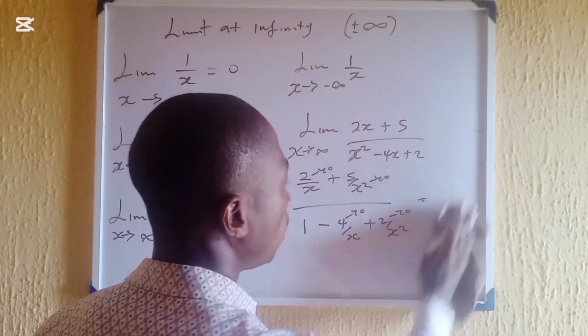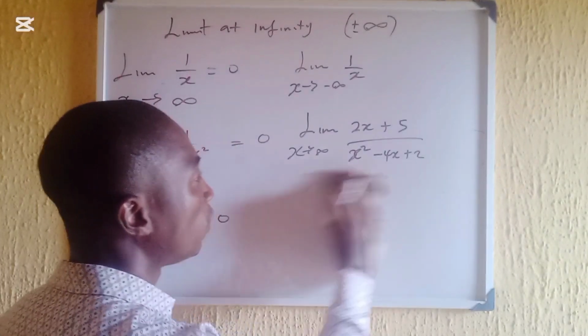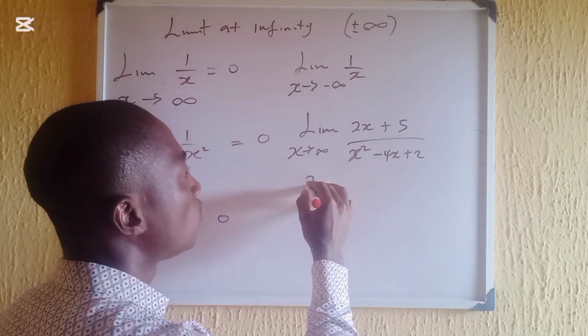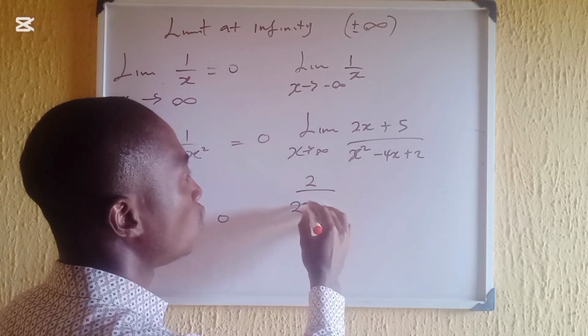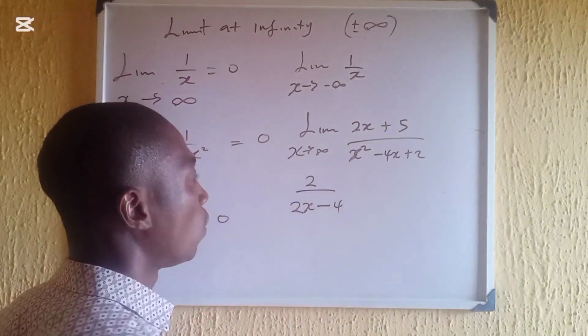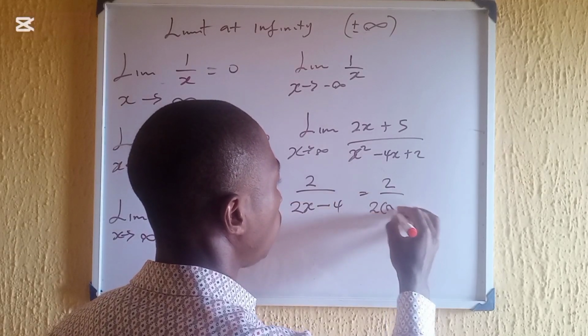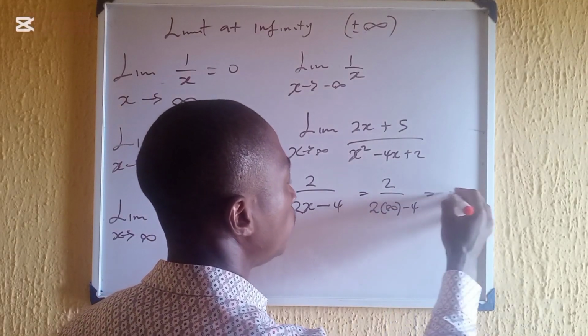Using L'Hopital's rule, what do we do? Differentiate the numerator, differentiate the denominator. You'll be having 2 over (2x minus 4). You'll be having 2 over (2 times infinity minus 4). This will give you 0.